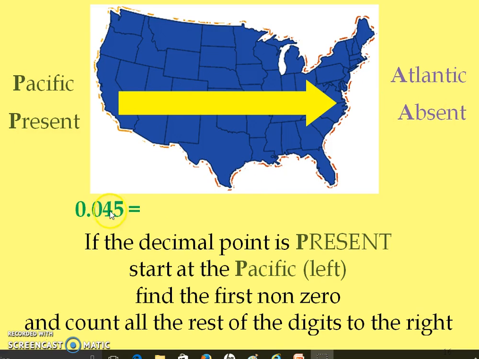Okay, so same thing though. The decimal place is present. I'm going to go to my first non-zero, which is the 4 in this case. 4, 5, that would be 2 sig figs.